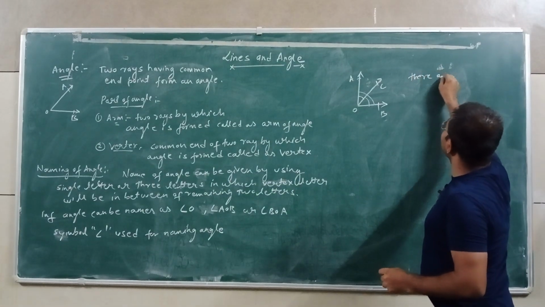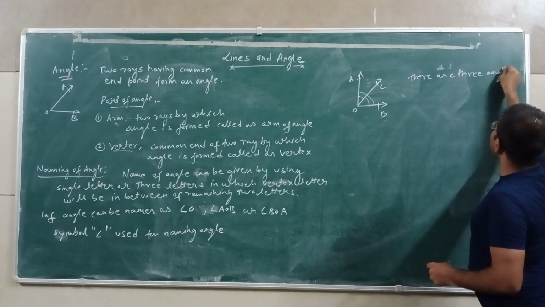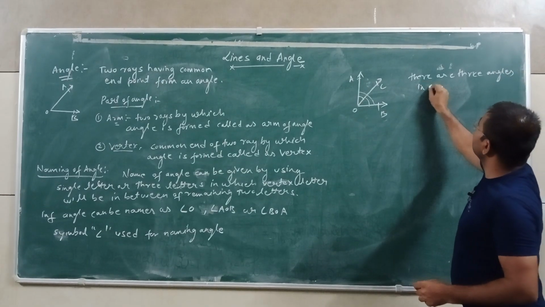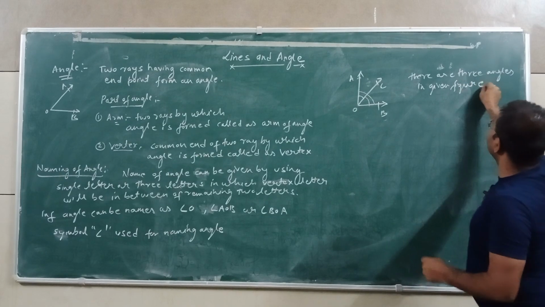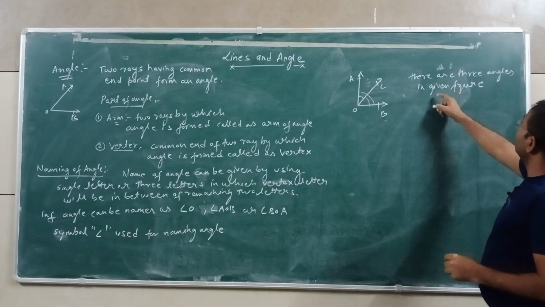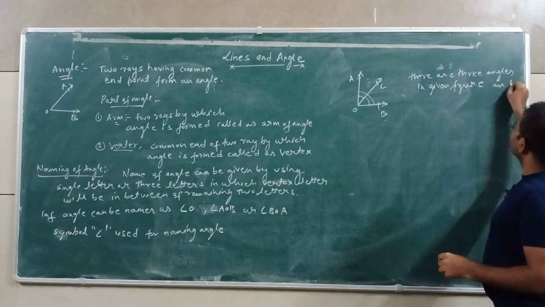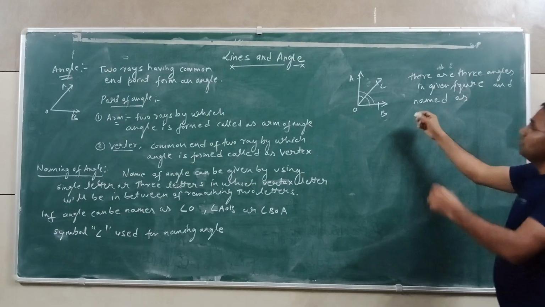There are three angles in the given figure. See here, there are three angles in the given figure. Now, the angles in the given figure are named as follows. Now, how will you give the name?